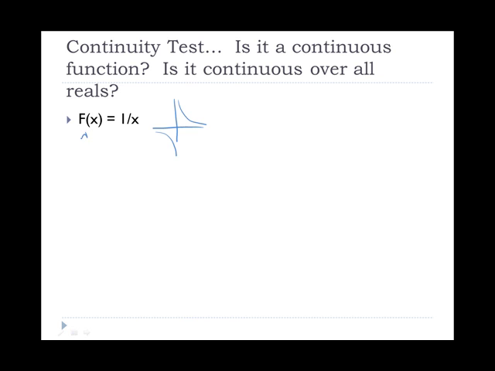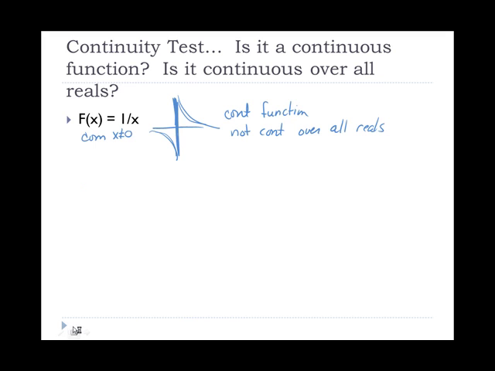In this case, our domain is x cannot be 0. It's all reals except x is 0. So we have to ignore this area right here because that's not part of our domain. So our graph is totally continuous everywhere else. So this one is continuous. It is a continuous function because if we take 0 out of it, because that's not part of our domain, then everything is continuous. But it is not continuous over all reals, because all reals is the whole number line, and we cannot start at one end of the number line and go to the other without picking up our pencil.